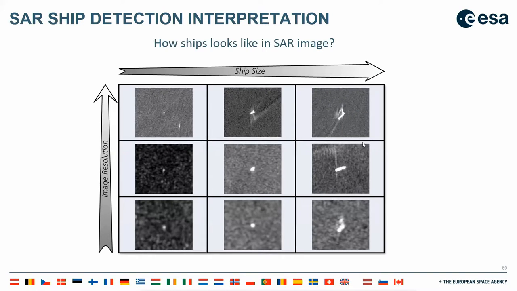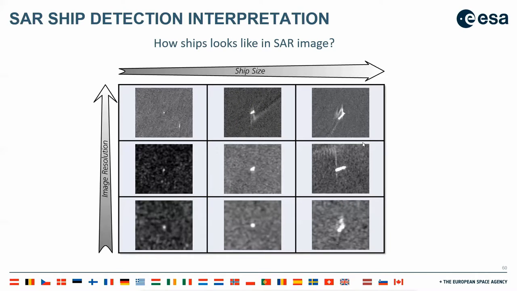How ships look like in SAR image, here I show you some example of three types of ship. So the columns are the same ship that has been seen by the same satellite, but using different modes. So if you remember, there is ScanSAR, large coverage, low resolution, up to spotlight, small coverage, high resolution.